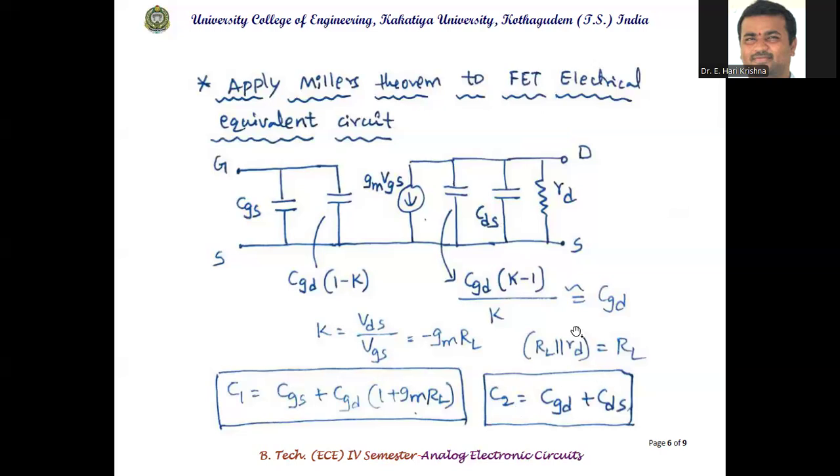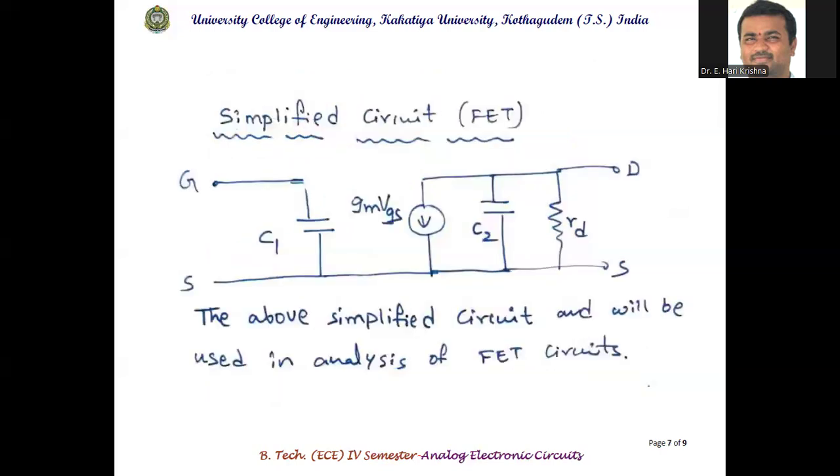So this is simplified and shown in the next slide. This is the simplified circuit: only one capacitor at the input side and one at the output side, with a dependent current source and drain resistance. This circuit is again used in the analysis of the FET RC coupled amplifier, or the frequency response analysis of FET circuits.